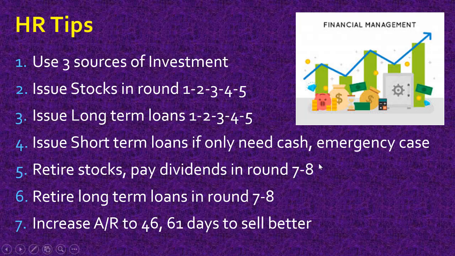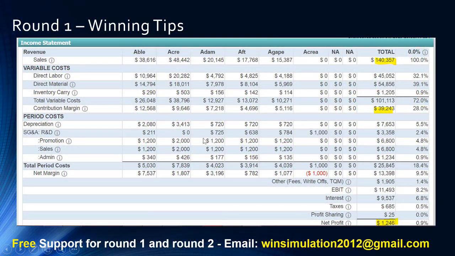And then in rounds 7 and 8, this is a long-term strategy game. We invest in early rounds. We can retire the stocks and pay some dividends. We can buy back the stocks and pay some dividends, so we can increase the stock price and earnings per share. Retire long-term loans in rounds 7 and 8, right? And we can increase account receivable to 46 days or 61 days to give better conditions for customers, so we can sell better.